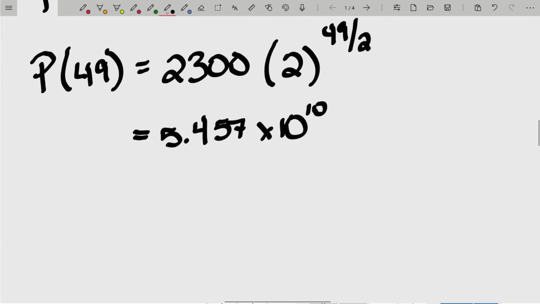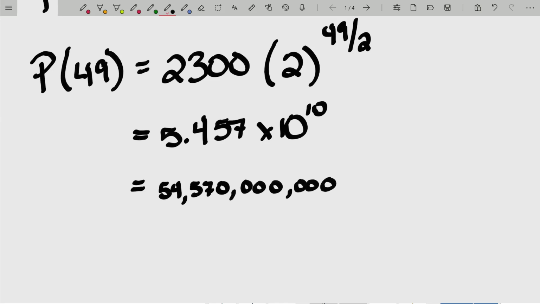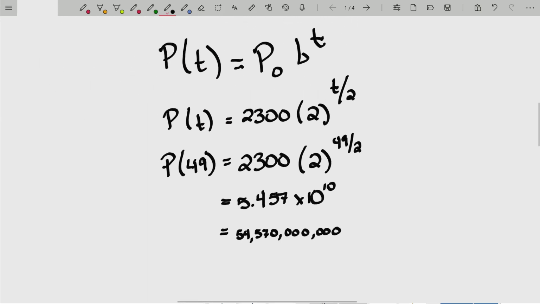So 5.457, sorry, times 10 to the 10th. Well, that means that we're going to move that decimal 10 places over. So 5.4, that's 1 decimal place. 2, 3, 4, 5, 6, 7, 8, 9, 10. So 54 billion, 570 million transistors. That's what Moore's law would predict on a chip today.